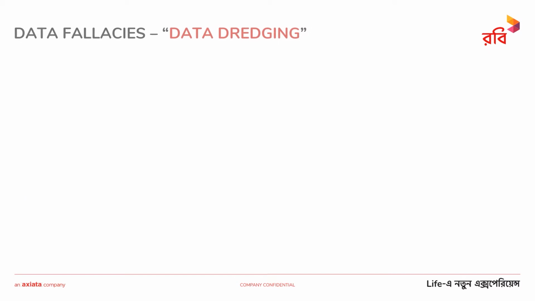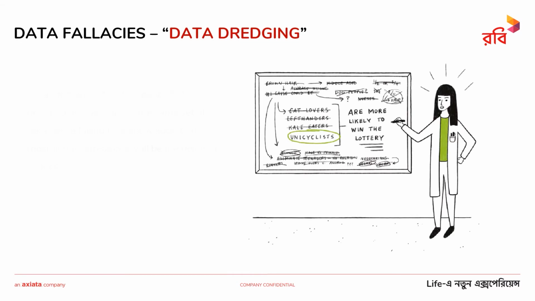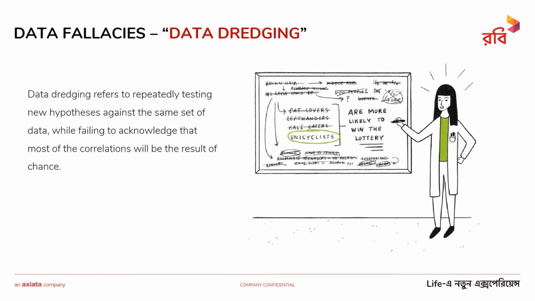Data fallacy number two is data dredging. Data dredging refers to repeatedly testing a new hypothesis against the same set of data, while failing to acknowledge that most of these correlations will be the result of chance. I'm not changing my original data, rather I'm just assuming some new hypothesis and testing against the same set of data. So, there is no new data to back up the hypothesis or test against a new data point.